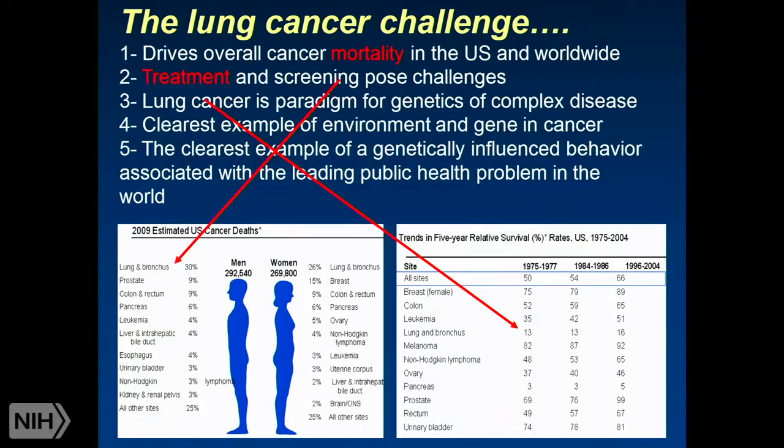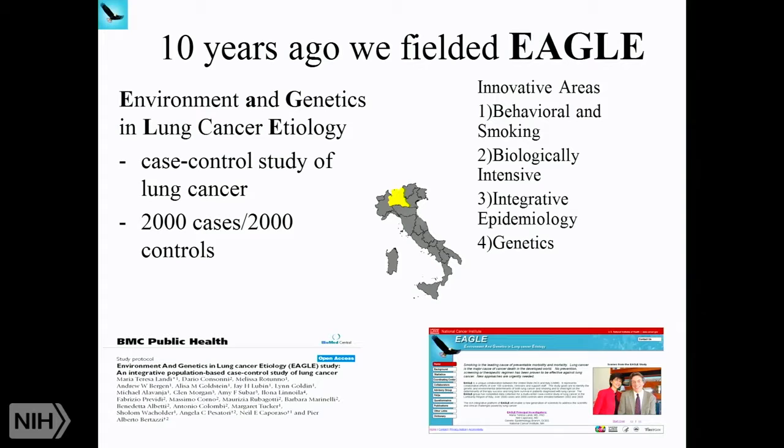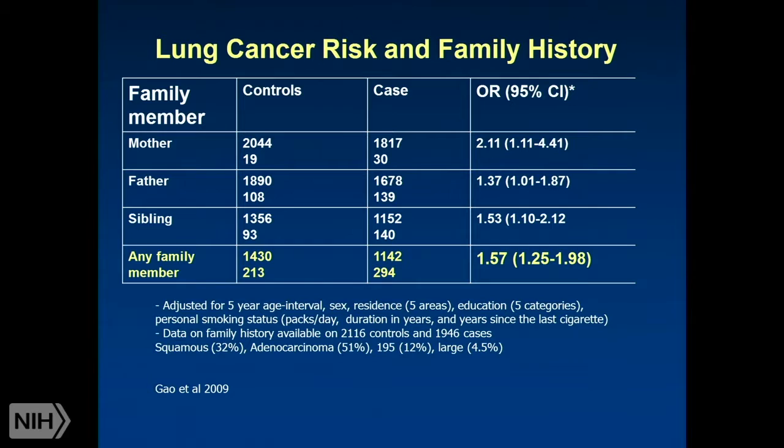So I'll mention our study EAGLE again quickly. We did a case control study of lung cancer, driven by the idea that in spite of the fact that we understand a lot about the cause of lung cancer, which is smoking, it's still the leading cause of cancer mortality in the United States. And treatment and screening both pose very significant challenges. So it was 10 years ago that we fielded EAGLE, this case control study of 2,000 cases and 2,000 controls. One of the first things we showed was that family history was a risk factor. So we wanted to identify the genes after you adjust for pretty much every other known lung cancer risk factor.